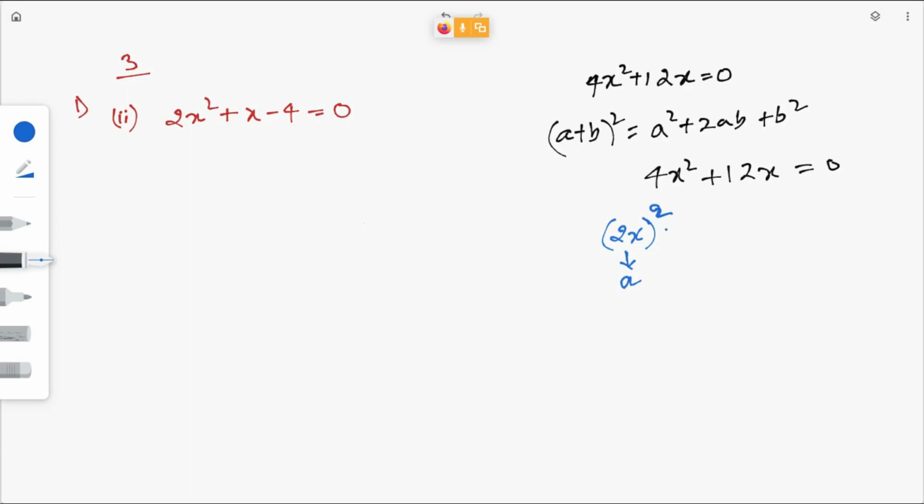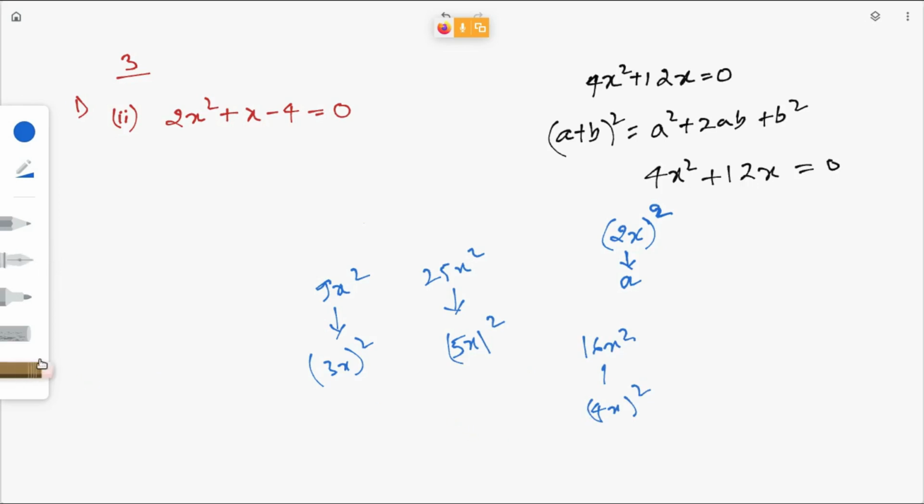Understood? Any doubts? First term you need to write as a complete square. 4x square, okay. If it is 9x square, you need to write it as 3x whole square. If it is 25x square, you write it as 5x whole square. If it is 16x square, you write it as 4x whole square. Understood? Any questions? So we got the first term. Then what is the second term?